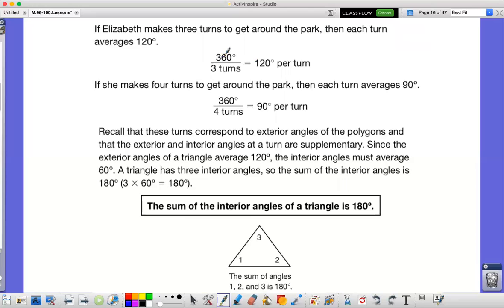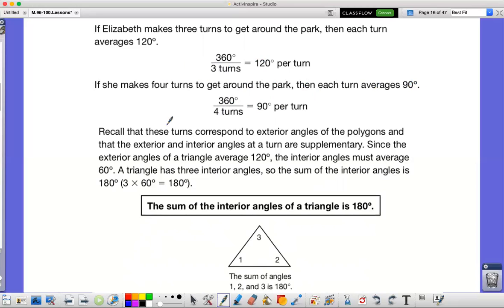You just know that you did a full 360, and if you do 3 turns, that means it's an average of 120 per turn. If she makes 4 turns to get around the park, then each turn averages 90 degrees, because 360 degrees divided by 4 equals 90 degrees per turn.